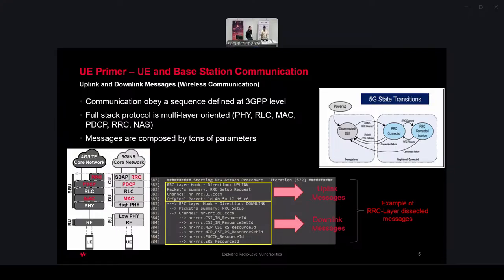One important thing is that the messages at lower layers are composed of tons of parameters. You cannot imagine. It's so huge. The messages are huge in terms of representation because they contain a lot of information. For the physical layer, it's crazy.